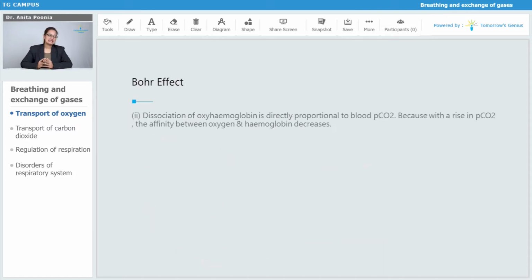Dissociation of the oxyhemoglobin is directly proportional to the blood partial pressure of the carbon dioxide, because with the rise in the partial pressure of the carbon dioxide, the affinity between the oxygen and hemoglobin decreases.